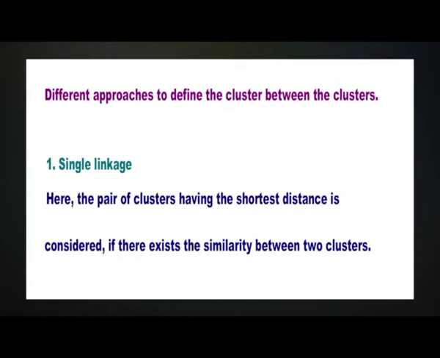There are different approaches to define the distance between the clusters. The first one is single linkage. Here, the pair of clusters having the shortest distance is considered if there exists a similarity between two clusters.